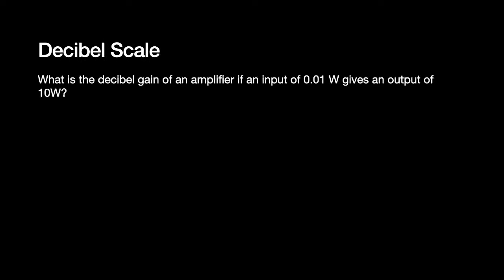So let's take our first simple calculation today. What is the decibel gain of an amplifier if an input of 0.01 watt gives an output of 10 watt? Remember, this is independent of sound. So can you people simply calculate and tell me the answer? What is the decibel gain if input is 0.01 watt and output is 10 watt?